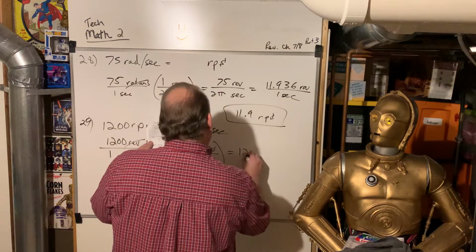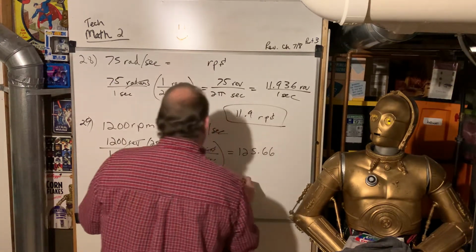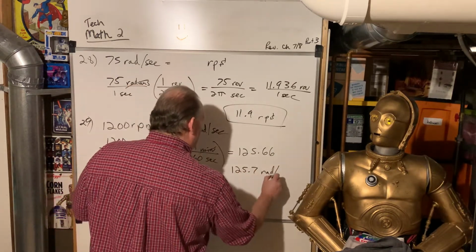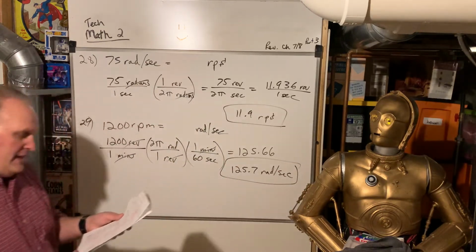You should end up with 125.66, and that is 125.7 radians per second. All right.